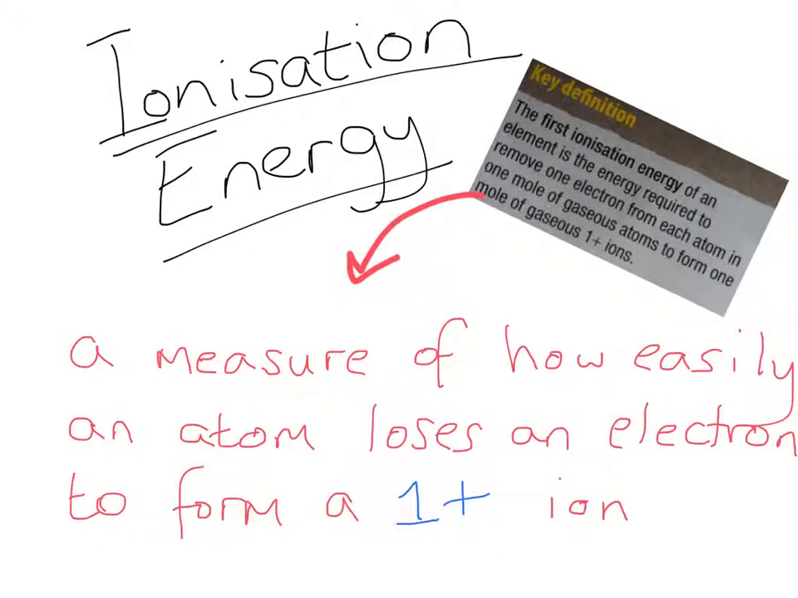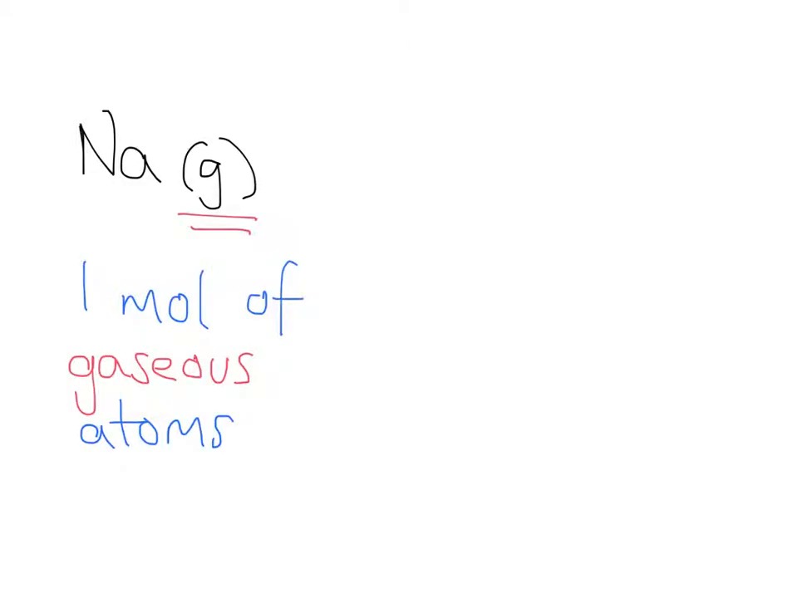We're now going to sum this up on the next slide. We're now going to draw an equation to show how we see the first ionisation energy. So to start with, we need 1 mole of gaseous atoms, in this case sodium. We now need to form 1 mole of gaseous 1+ ions. So don't forget, the first ionisation energy is the energy required to remove just 1 electron from each atom. So we're going to have as well 1 mole of electrons.